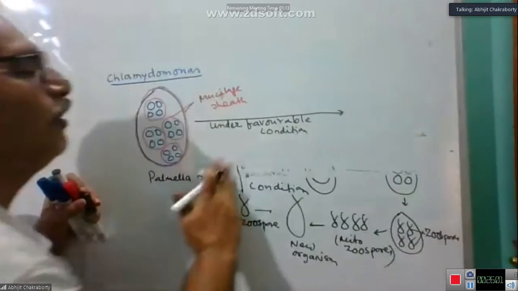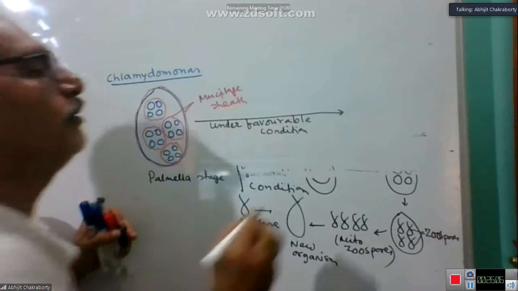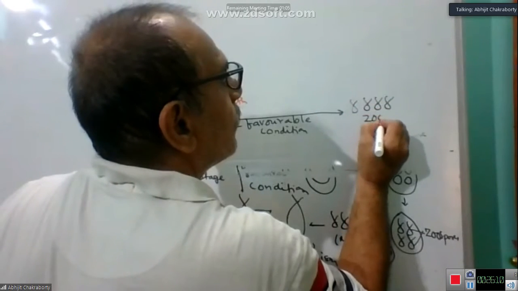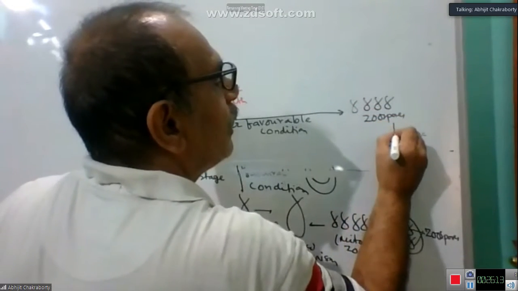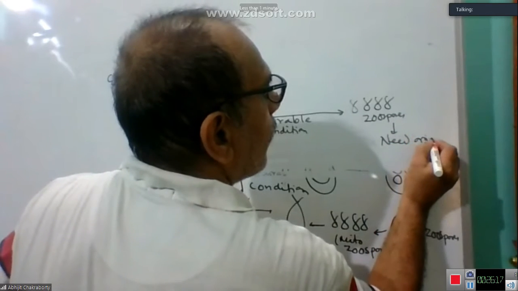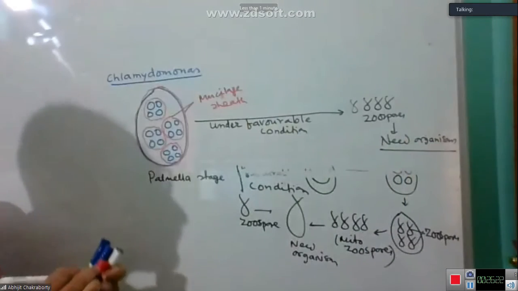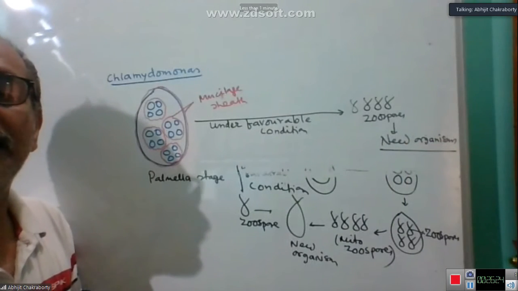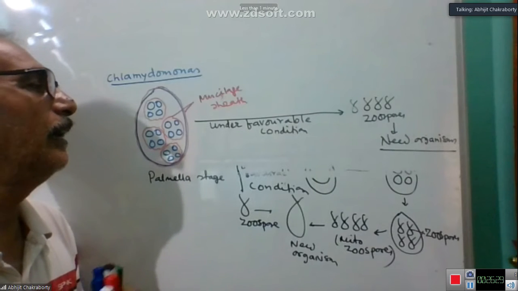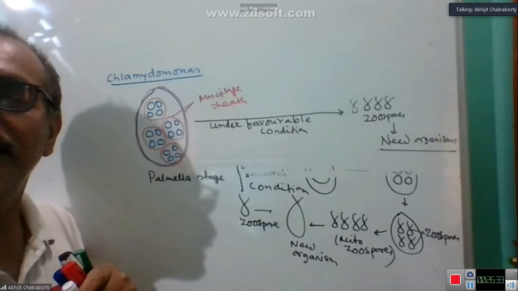The mucilage sheath gets dissolved and all these spores come out. They become flagellated to form the zoospores and give rise to a new organism. This is how the palmella stage is developed in Chlamydomonas.